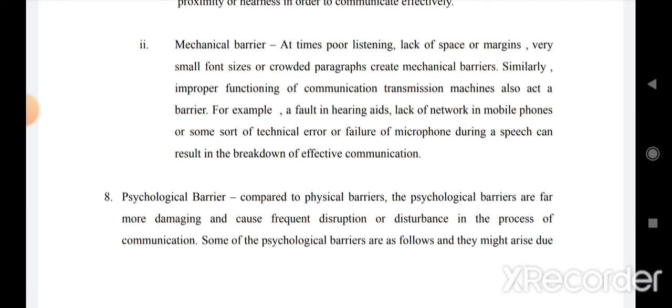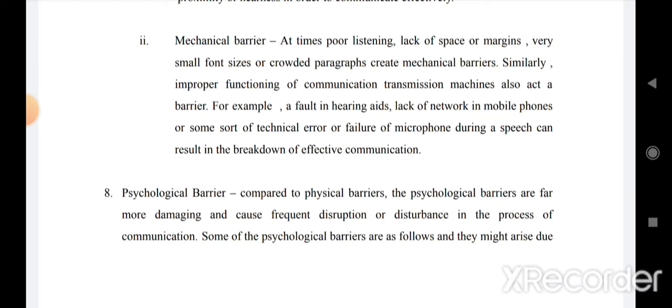Keep this in mind that whenever you're writing your answers, your teachers and your peers must have told you that your answer should be written very neatly and well spaced out. Don't clutter the lines so that it is easily legible or readable. Even when the words are written compactly, it's very difficult to read the message, and it results in a barrier called a mechanical barrier. Similarly, there can be improper functioning of communication transmission machines.